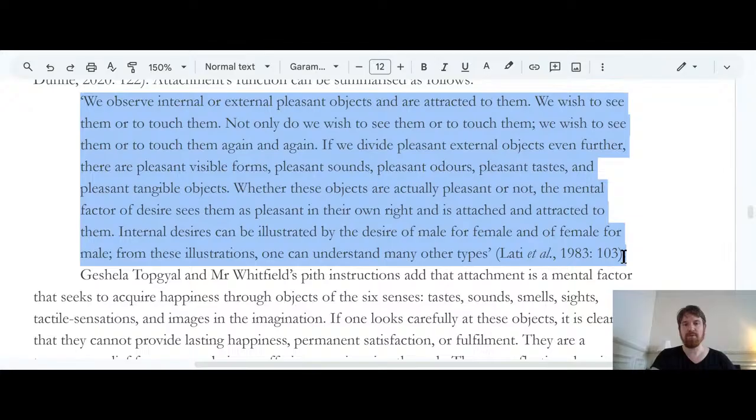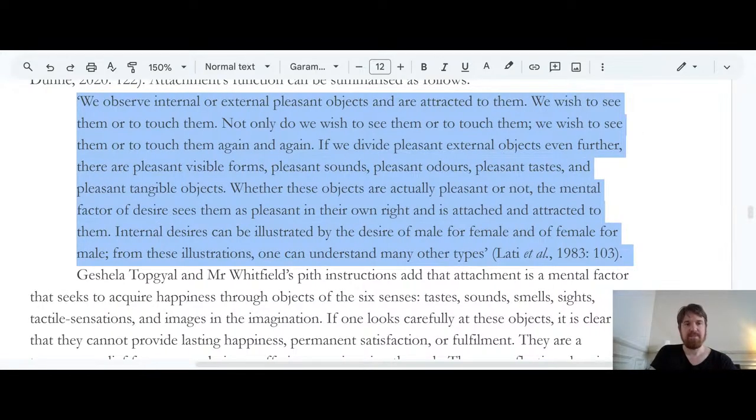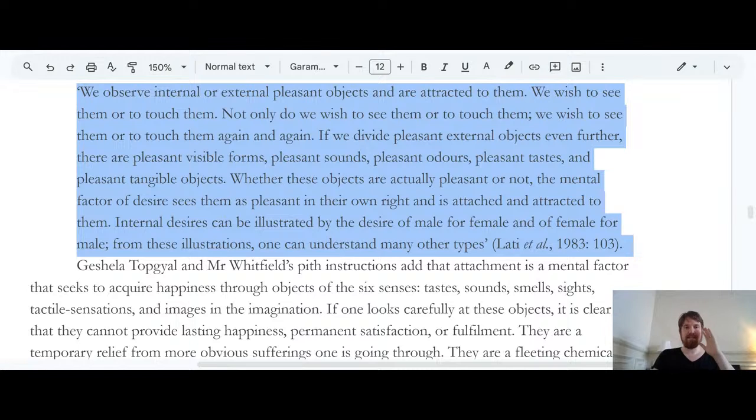Let's get a little bit more elaborate. So when we observe an internal or external pleasant object and we're attracted to that object, we have this feeling of wanting to see it, wanting to touch it. Not only do we want to see it and touch it, we want to touch them or see them again and again.